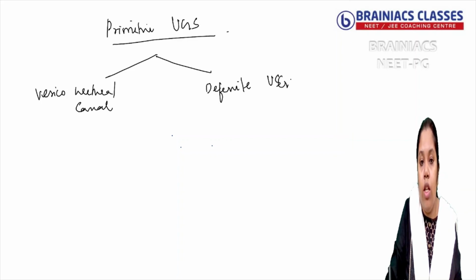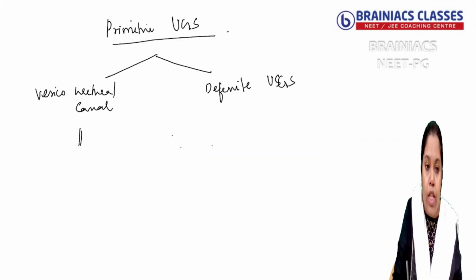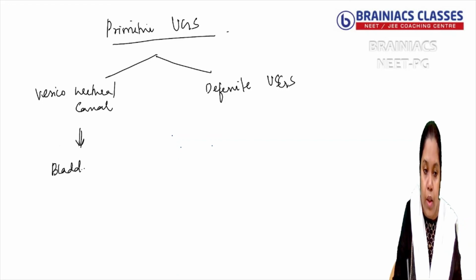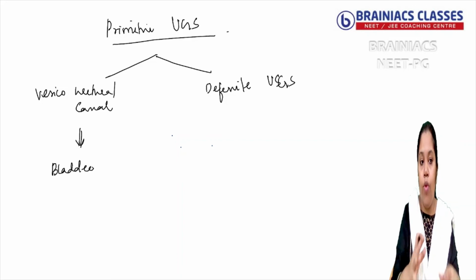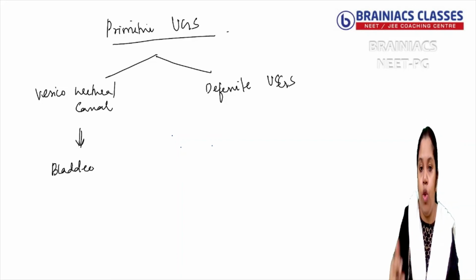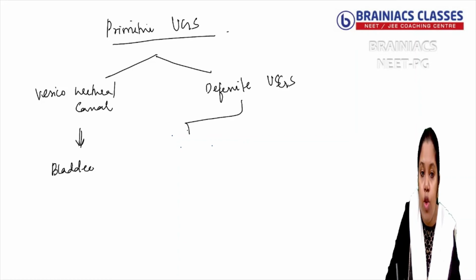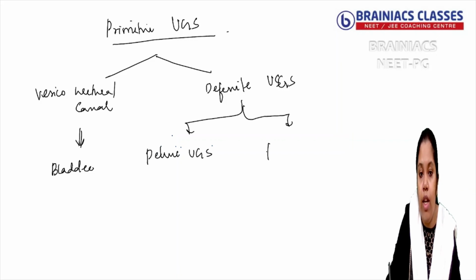Definite urogenital sinus. Okay, and this vesico-urethral canal will give rise to the bladder, and the urethra is formed from both the vesico-urethral canal as well as the definite urogenital sinus. Okay, this definite urogenital sinus is again divided into 2 parts. One is called the pelvic urogenital sinus, second is the phallic urogenital sinus.